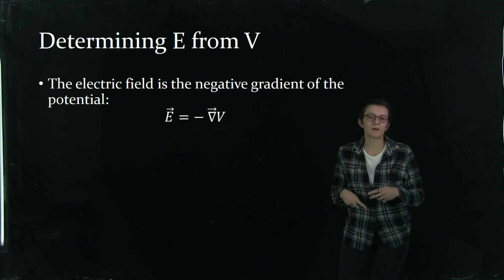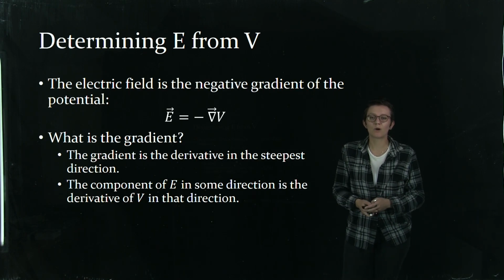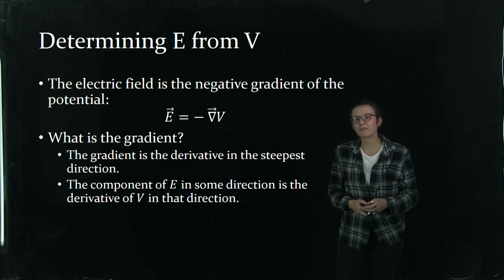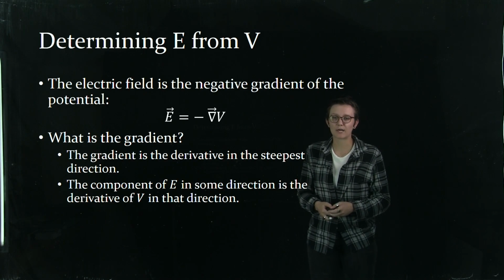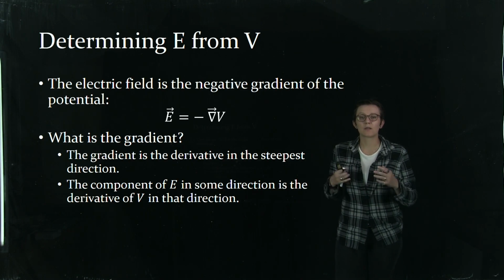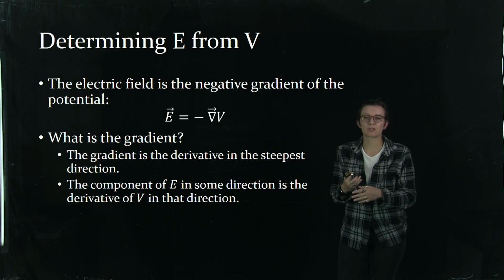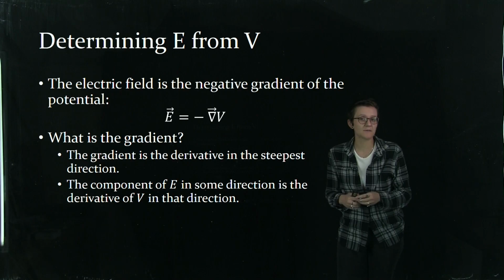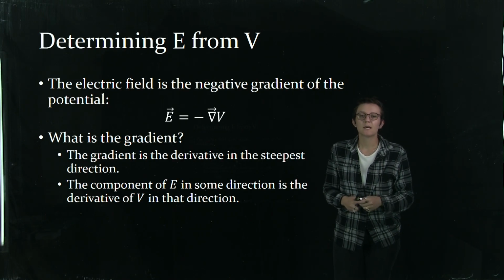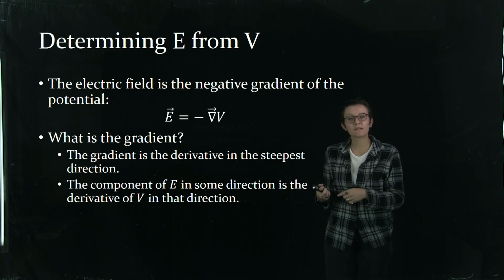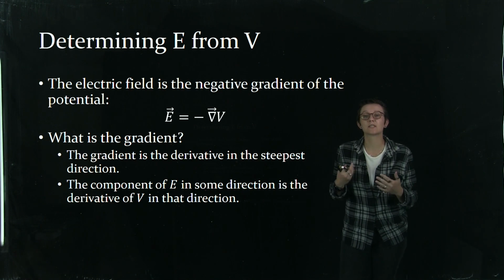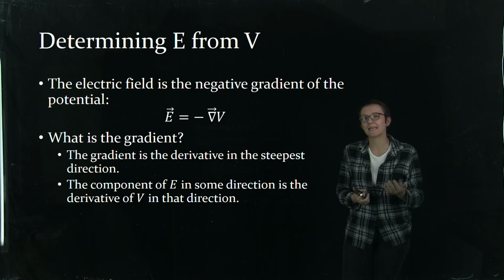Let's talk a little bit conceptually about the gradient. What is the gradient? The gradient is the derivative in the steepest direction. So what we're going to think about doing is taking a derivative in the steepest direction, and we're actually going to use an equipotential graph to help us visually do this. And the component of the electric field in some direction is the derivative of the electric potential in that direction. All right, we'll see what we mean here in just a second.